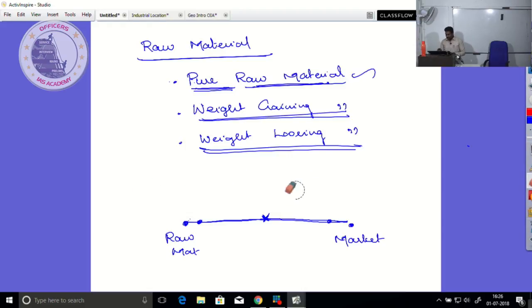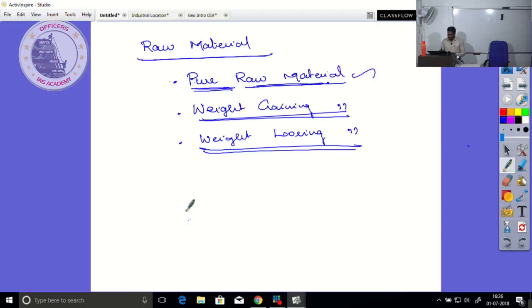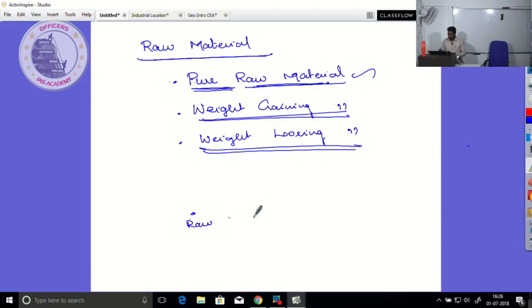One more example. Take the case between raw material and market. Imagine that this raw material gains weight at every stage. If that is the case, where is the preferable location of this industry? Certainly, this will be near the market.